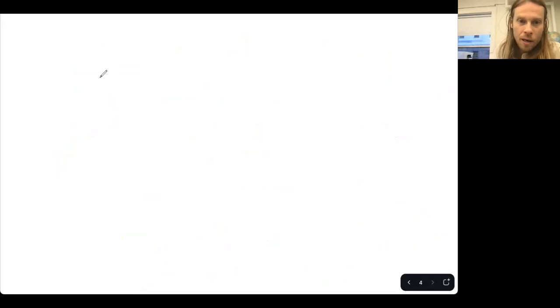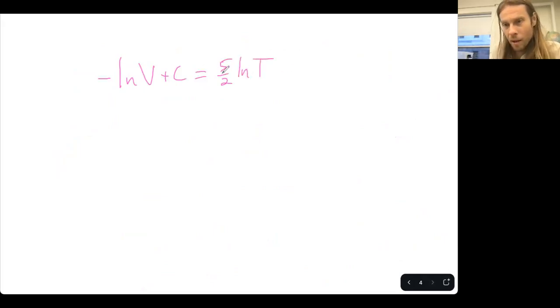Right, so what do we get? We get negative ln V plus a constant equals 5 halves ln(T), and that's just another constant. We'll combine them to that constant. And so if I take e to both sides, I get some constant we'll call k. Wait, sorry, the negative goes inside. That's what I forgot about.